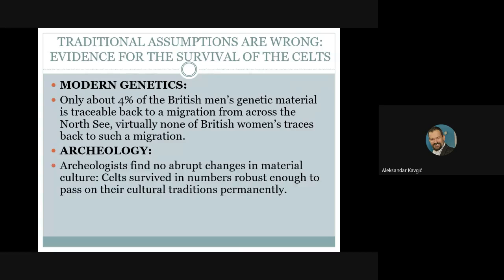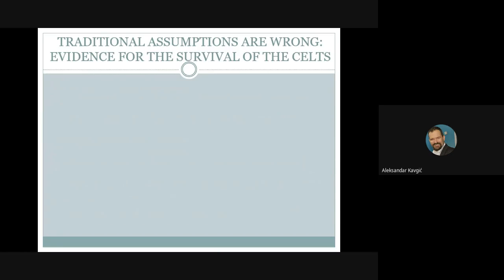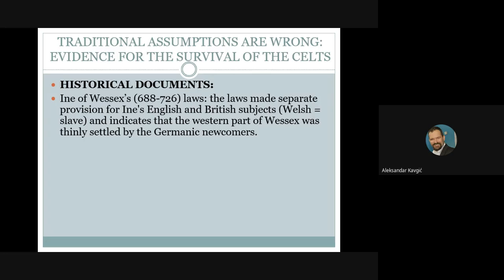You find burial sites facing northeast. That's the Celtic style, where people were buried crouching, and you find it well into even the Norman period, so like 600 or 700 years after the Anglo-Saxon conquest. So all those traditional assumptions are wrong. And if you look carefully, for example, at historical documents like the laws of Ine of Wessex. Ine was actually an Anglo-Saxon ruler. He made separate provisions for English and British subjects. British subject, that's Welsh, that means slaves.